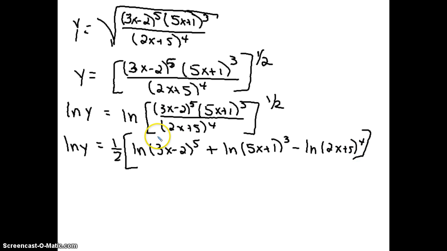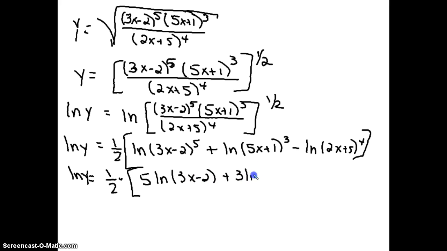Okay, nothing but a log property and no derivative yet. Don't get all excited because there's no derivative done yet. So we're still simplifying. ln y equals 1/2 times, all right, remember here I got another log property, so the exponent comes in front. It's 5 ln(3x minus 2) plus 3 ln(5x plus 1) minus 4 ln(2x plus 5), and that quantity. And now I've applied all the log properties there are, and watch how easy the derivative is.